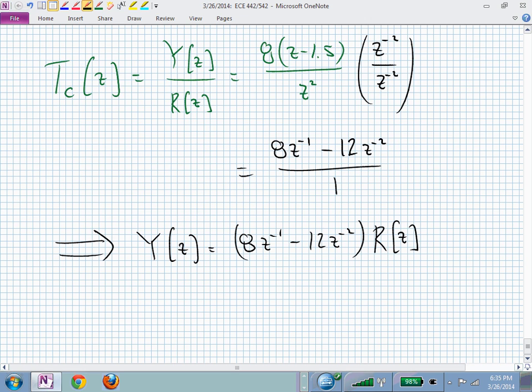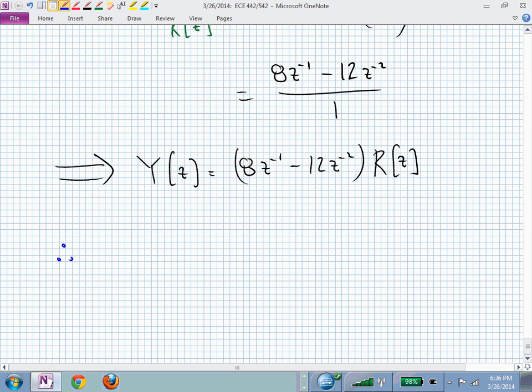What's this look like in the time domain? This relationship between our reference input r and our output y. What's capital Y of Z in the time domain? We're inverse Z transforming. Y of n. It couldn't get easier, could it? Capital Y of Z is just y of n. The next piece is 8 Z to the minus 1 R of Z. What's that in the time domain? I'll do the hard part.